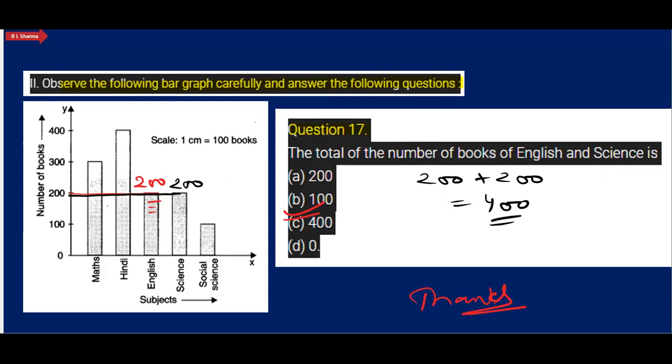So that's all for case study number 2 of chapter 5 of class 8 mathematics. That is, the chapter is data handling.